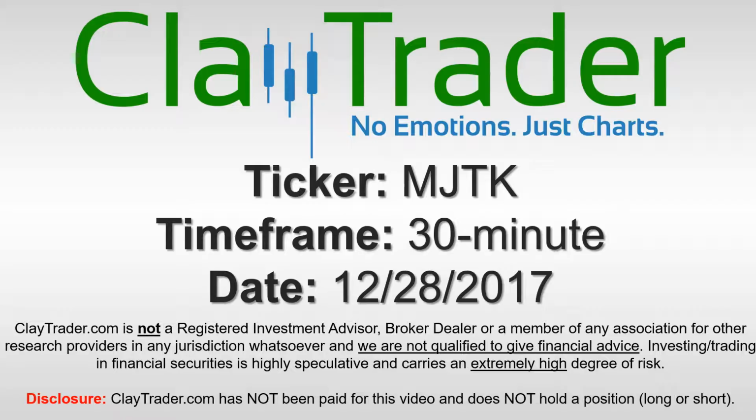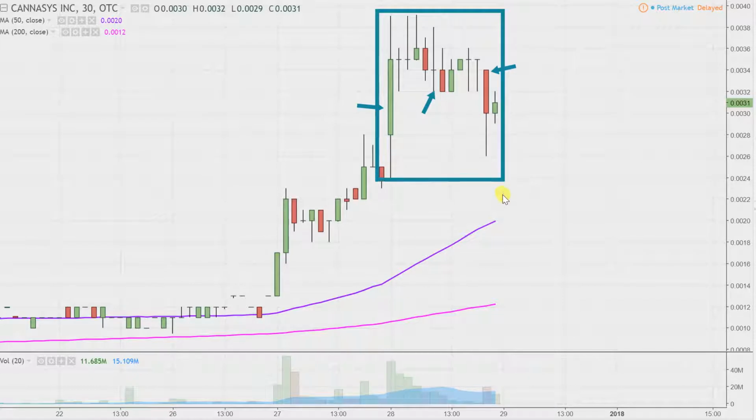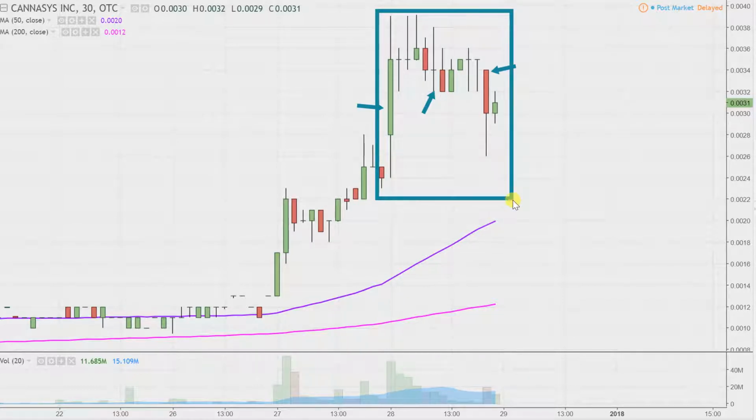We'll take a look at the 30-minute time frame. Real quick, what do I mean by 30-minute, in case maybe you're new to charts? Instead of each one of these candlesticks here representing one day's worth of price action, which is what you would normally see, each one represents 30 minutes. So while this here may look like several days' worth of time, it's actually just today's price action broken down into 30-minute time slices.